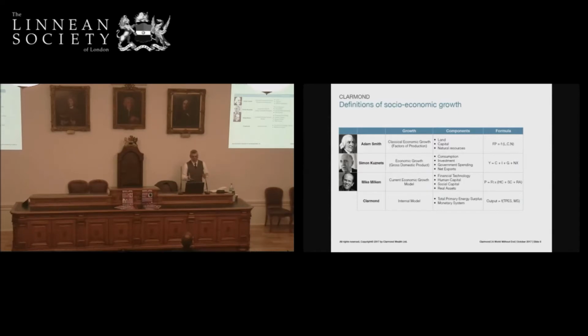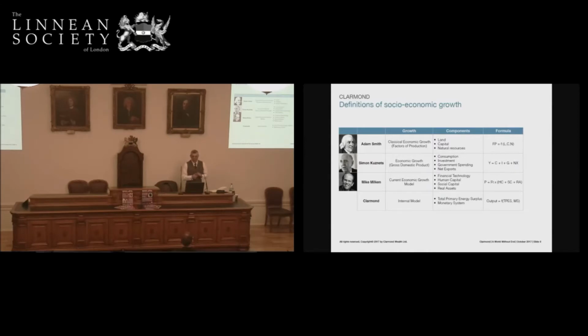First one is Adam Smith. Adam Smith's classical economic growth model is factors of production, land, capital, and natural resources. That's what drives the economy. For Adam Smith, government spending was a negative. So he would subtract from his formula government spending.